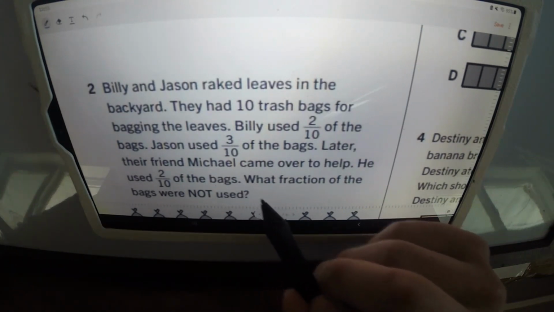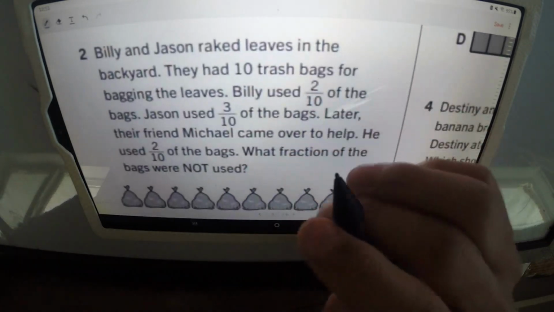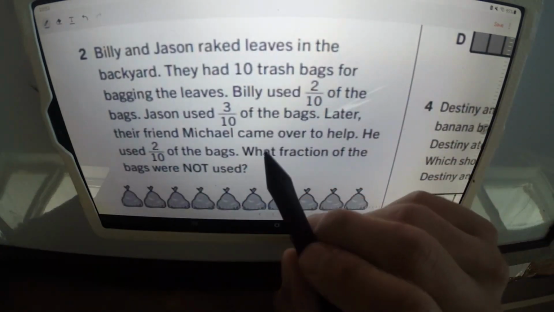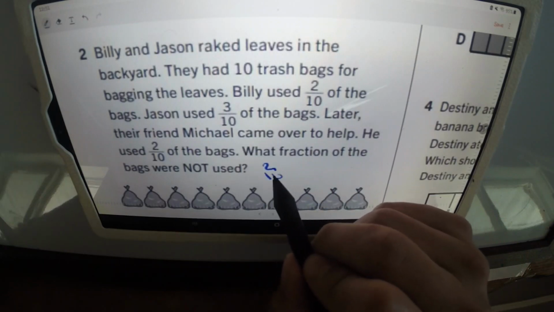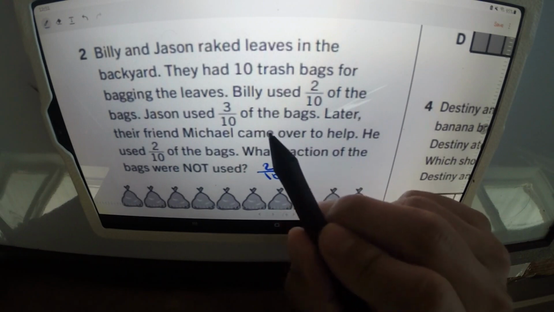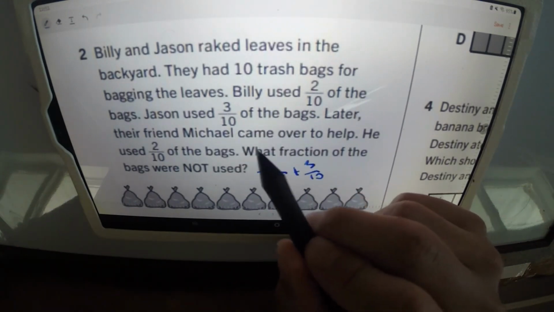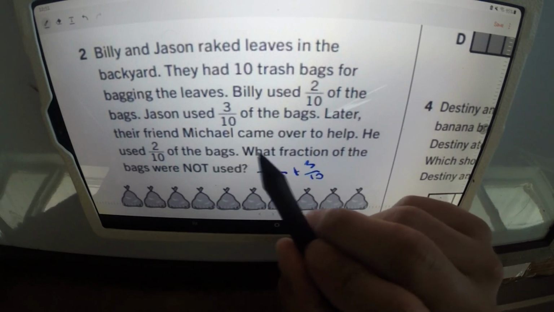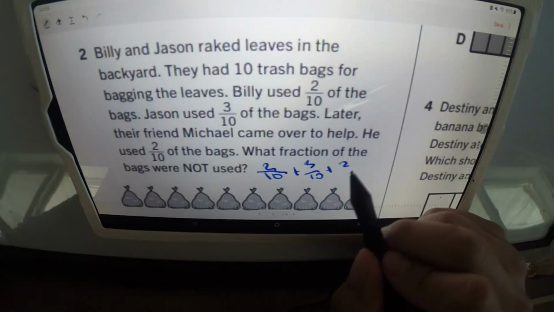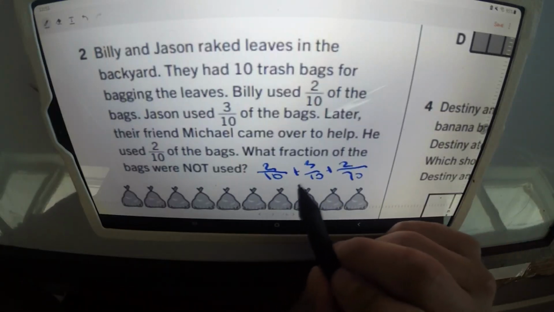Later, their friend Michael came over to help. He used 2/10 of the bags. What fraction of the bags were not used? So this is basically the same as the other one. So this is going to be 2/10 for Billy, plus 3/10 for Jason, and then Michael, who used 2/10, so plus 2/10. So this is basically 2 plus 3 plus 2.